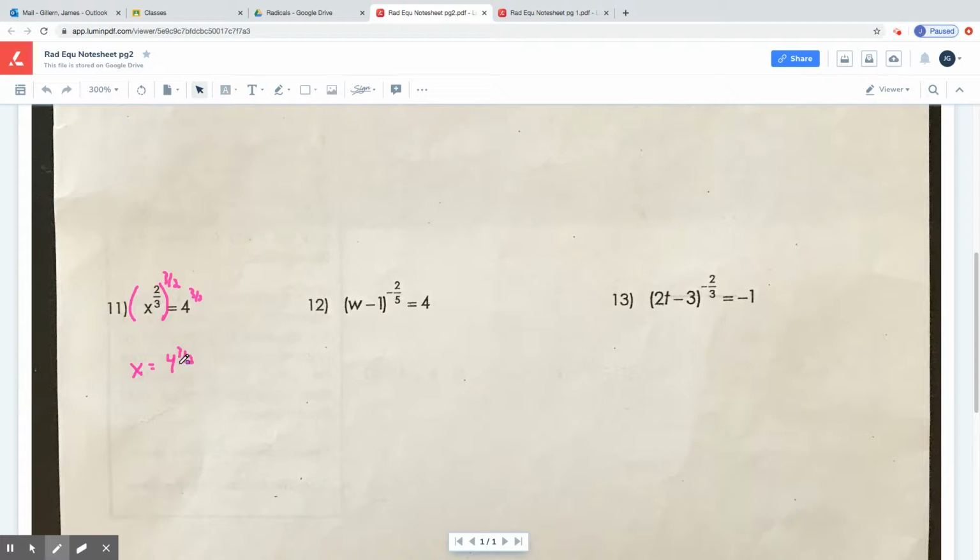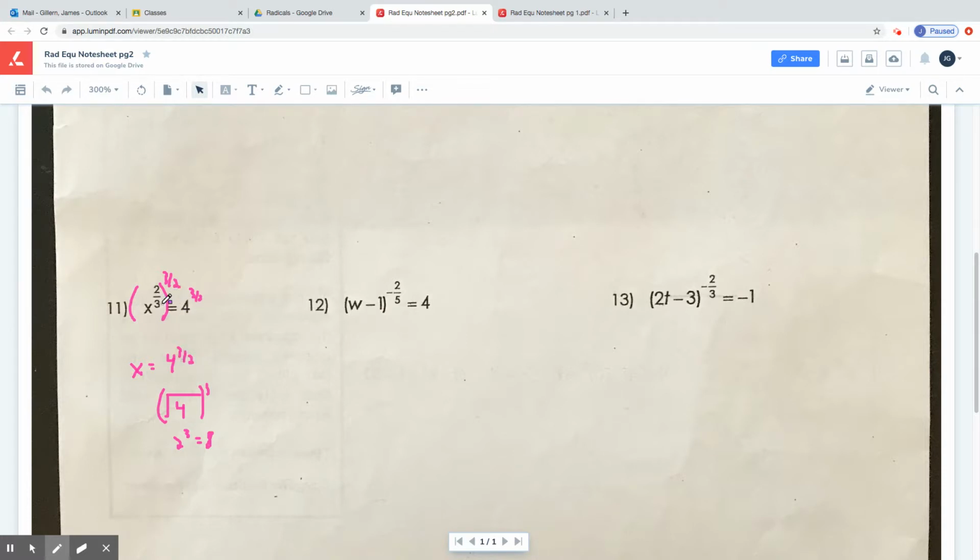Well, what does 4 to the 3 halves mean? 4 to the 3 halves means the square root of 4 cubed. What's the square root of 4? 2. What's 2 cubed? 8. Same exact answer.